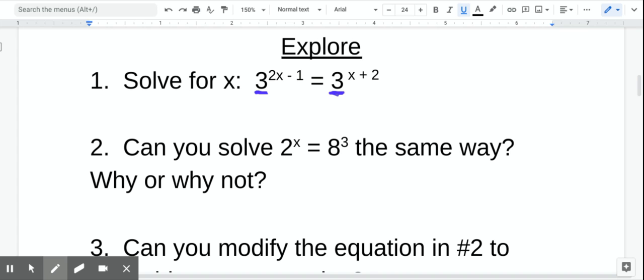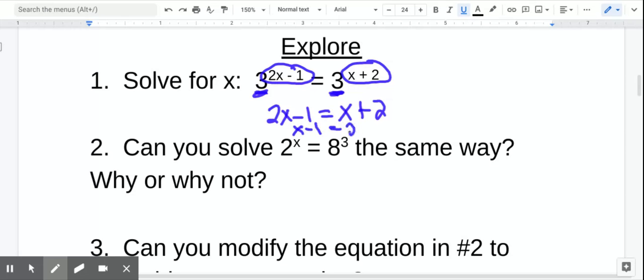They don't cancel out, but we can just ignore those and say, look, if the bases are the same, that means the exponents have to be the same. So we're just going to take the exponents and set them equal to each other. And then we'll just finish solving this. So subtract x over, add the 1, and we get x equals 3. Since the bases were the same, we could assume that the exponents were going to be the same.